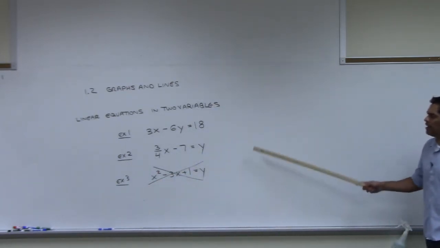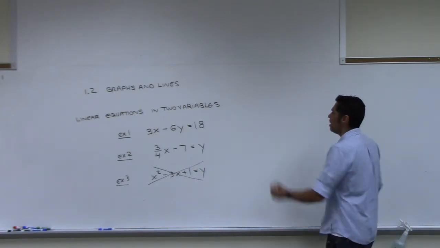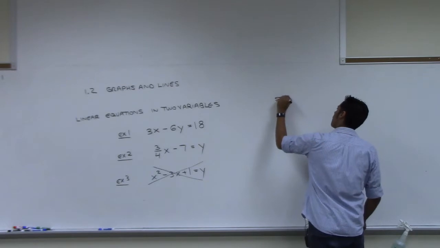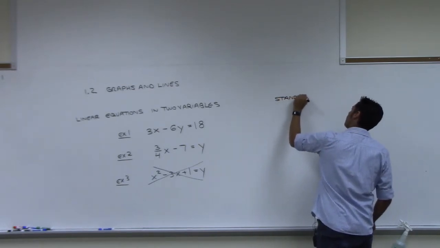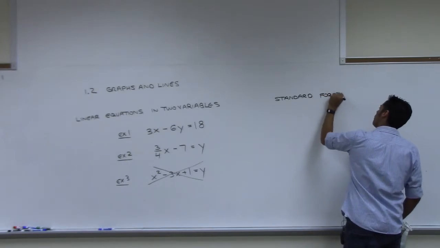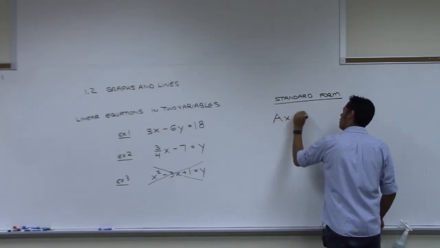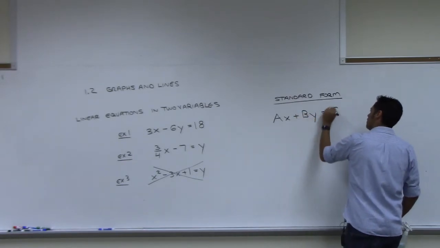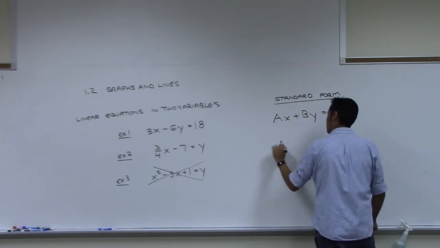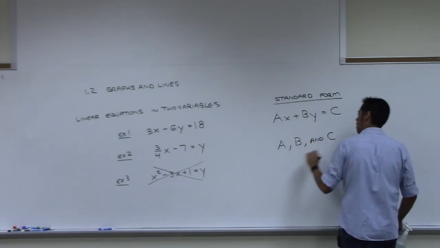All right, anytime we have a linear equation in two variables, it can be written in what's called standard form. Standard form looks like this. AX plus BY equals C. Here, A, B, and C are numbers.